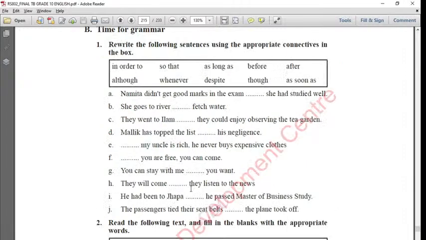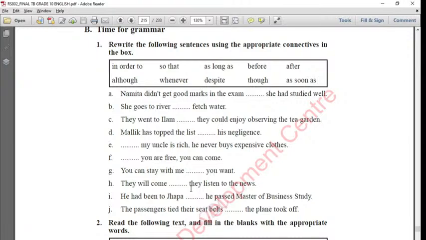Now time for the grammar again. B section. Rewrite the following sentences using the appropriate connectives in the box: in order to, so that, as long as, before, after, although, wherever, despite, though, as soon as, whichever is suitable, you can fill it there. Namita didn't get good marks in the exam although she had studied well. Is there although? Yes. She goes to the river to fetch water. Is there to fetch water? No. So in order to fetch water, they went to Ilam so that they could enjoy observing the tea garden.